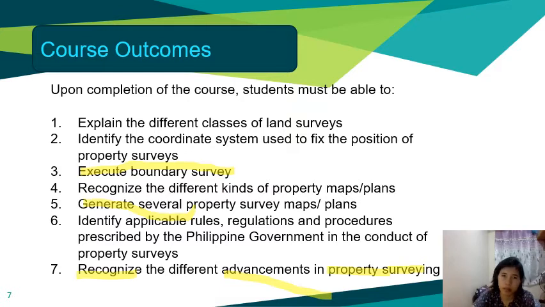Recognize the different advancements in property surveying. So that we become competent in the future, if you become an engineer. If you only know the theodolite, but when you get to actual work, they are using drones, they're using RTK. So we need to be competent. That's why we need to tackle the advancements. So we need to try this kind of survey.